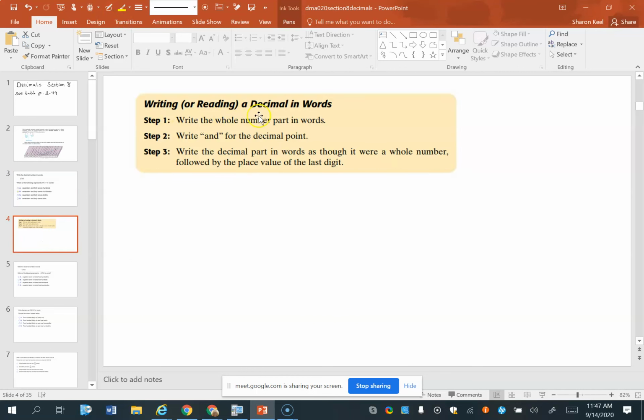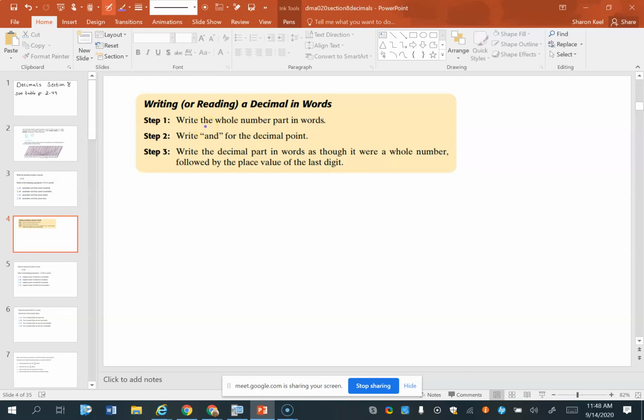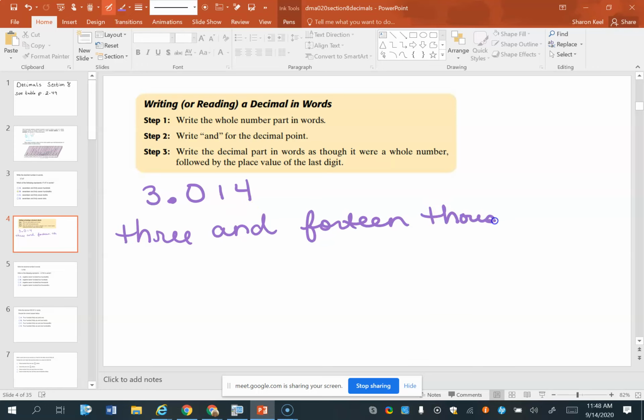When you're writing or reading a decimal in words, you will write out the whole number part in words first. You write the word and for the decimal point, and then you will write the decimal part as if it were a whole number, and then you follow with the place value. Let me give an example. For this one, I would write my whole number, which is 3. Where the decimal is, we use the word and. If I were to read these 3 digits as a whole number, it would be 14. And then I count the place value, tenths, hundredths, thousandths. So then I write thousandths at the end. So this would be 3 and 14 thousandths if I were to write that in words.